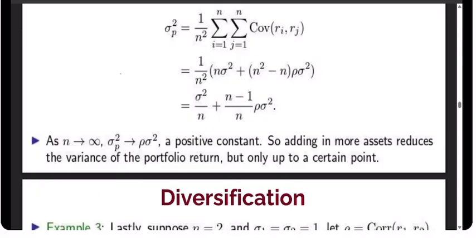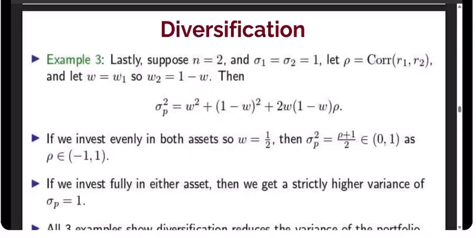I want to go into another example. Please pay attention. Example number 3. Lastly, suppose we have two assets, and sigma 1 and sigma 2 are equal to 1. They have the same standard deviation, and of course, correlation exists. Because they are two assets, the weight is going to be W, and the other one is going to have 1 minus W. The sum of the weights has to be equal to 1. Now I need you to pay attention. In that regard, the variance is going to be this.